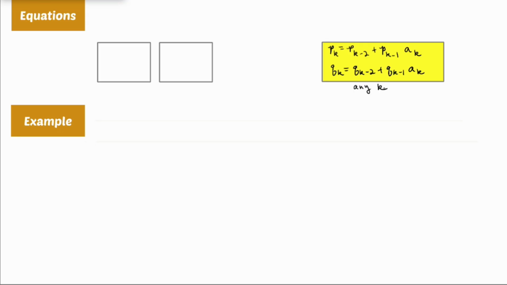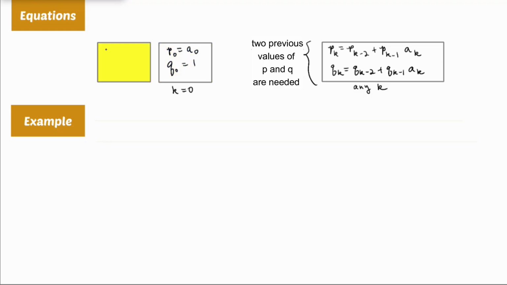These equations for p and q work for any k, but the catch is we need the two previous values. We need p sub k minus 2 and we need p sub k minus 1. The same thing for q sub k. We have some equations that we can use to get started. In this box we have p sub 0 equals a sub 0 and q sub 0 equals 1. These equations work when k equals 0. And in this box we have p sub minus 1 equals 1 and q sub minus 1 equals 0. These work when k equals minus 1.